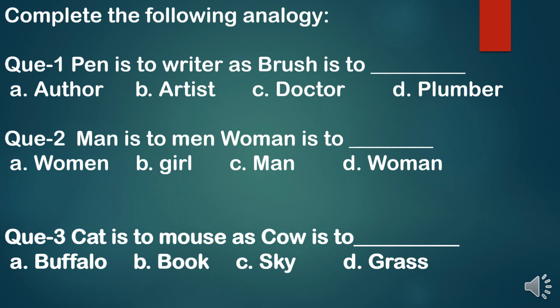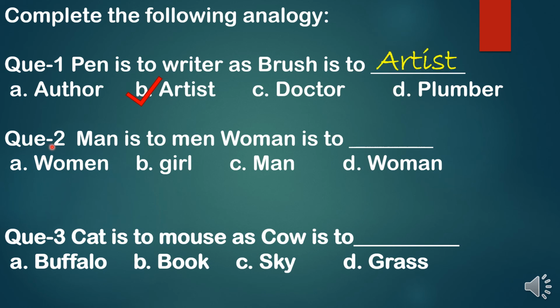It was your homework. Complete the following analogy. Analogy we did in the previous chapter. Question number 1. Pen is to writer as brush is to dash. Pen is related to writer as brush is to dash. ब्रश किससे रिलेटेड है? वैसे ही तो पेन को राइटर यूज करता है, ब्रश को कौन यूज करता है? ऑथर, आर्टिस्ट, डॉक्टर और प्लम्बर. सो ब्रश इज यूज्ड बाय आर्टिस्ट, वो पेंटिंग करता है. हियर वी विल राइट आर्टिस्ट.